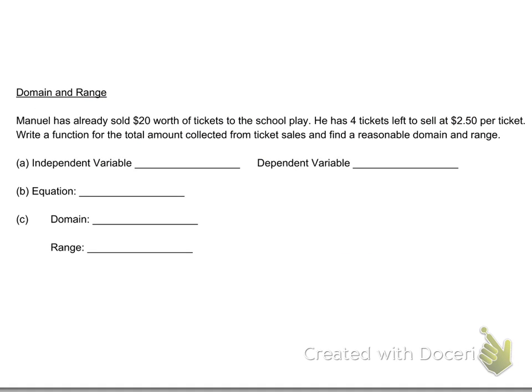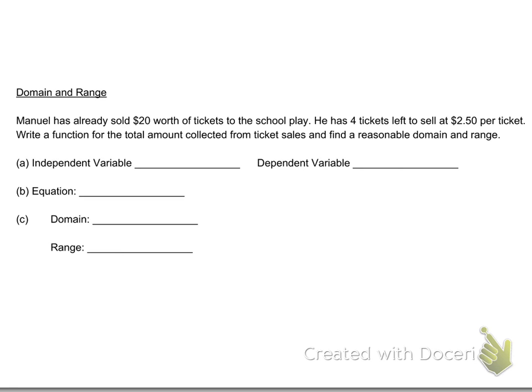All right. Last thing we need to do is talk a little bit about domain and range from these situations and these functions. Manuel has already sold $20 worth of tickets to the school play. He has 4 tickets left to sell at $2.50 per ticket. Write a function for the total amount collected from ticket sales and find a reasonable domain and range.